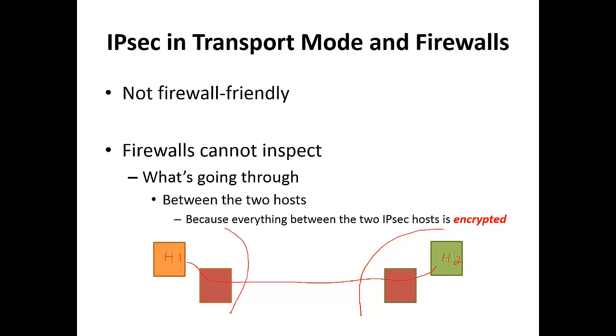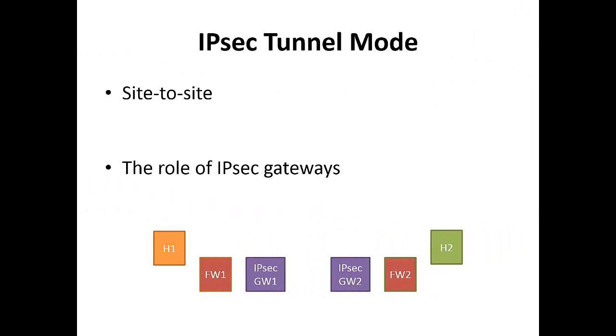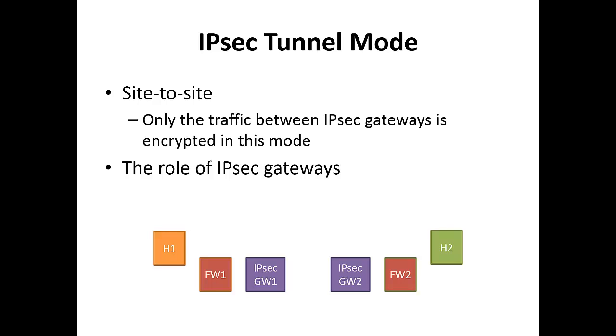So let's say this is your firewall 1 and firewall 2. Even if the firewalls are looking at the traffic, since it's all encrypted, you cannot really do any inspection at the firewalls. There is also another IPsec mode called tunnel mode, and this mode is also called site-to-site mode, because what's happening in this mode is that only the traffic between IPsec gateways is encrypted.